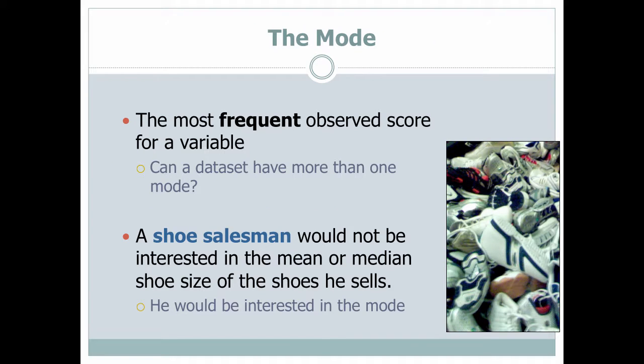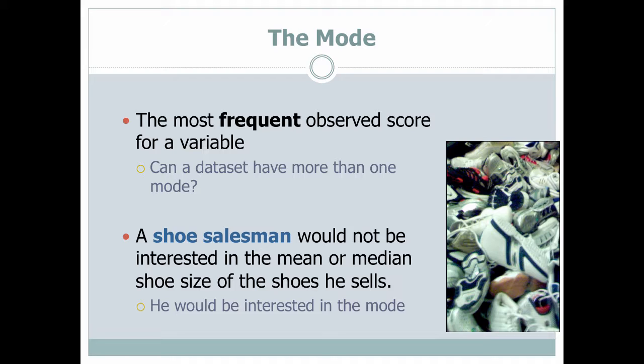The mode. The mode simply means the most frequently observed score or value. All you have to do is look over your data, okay? You order your data and you look over it and you're trying to find which score occurs more than once, okay? And you're trying to find the most frequent score. A data set, of course, can have more than one mode.